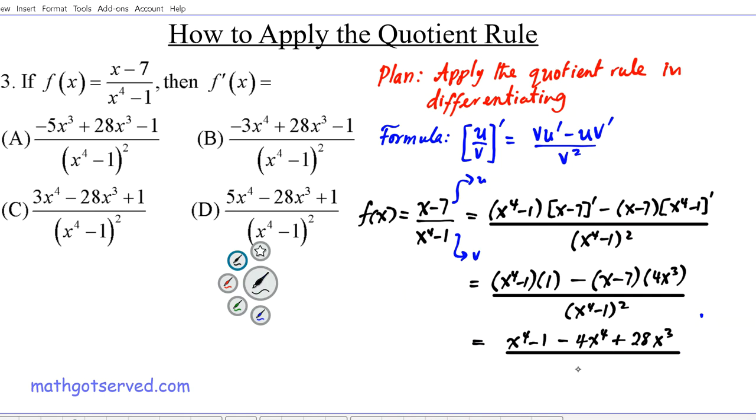We're going to leave it unsimplified because if you look at the options we have, the denominator is not expanded. All right, let's combine like terms. x to the fourth minus 4x to the fourth will be negative 3x to the fourth, plus 28x to the third, and then minus 1, and that entire expression divided by the denominator, which is the square of our quartic binomial, x to the fourth minus 1 quantity squared.